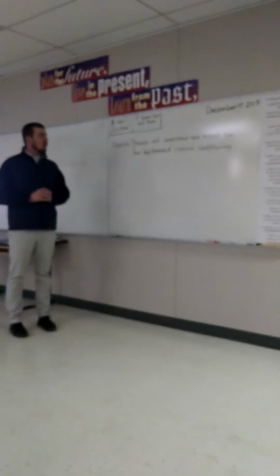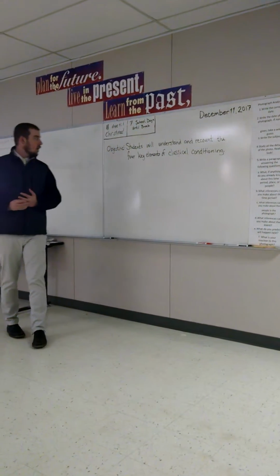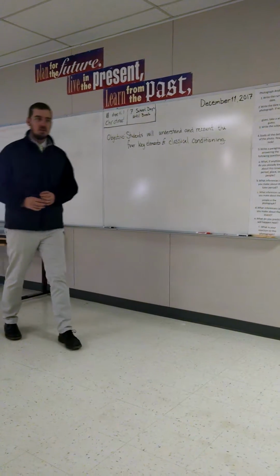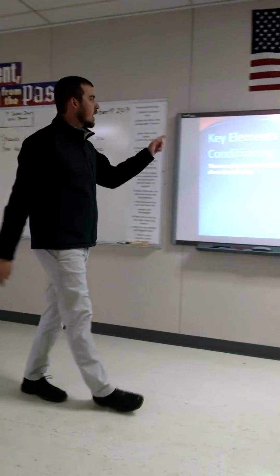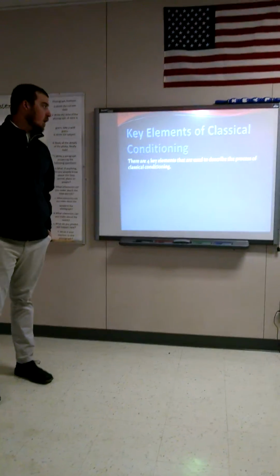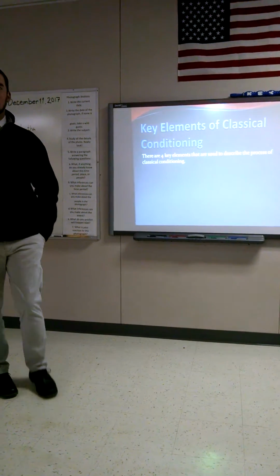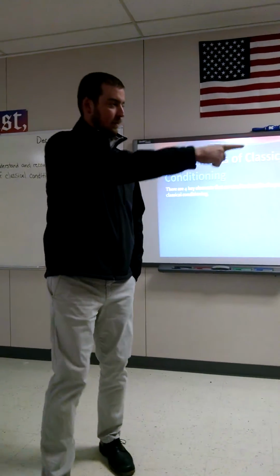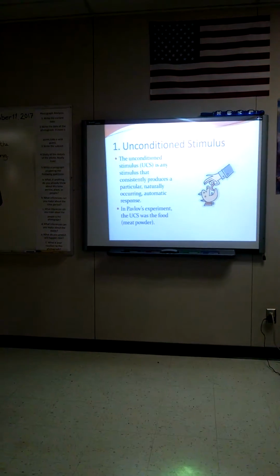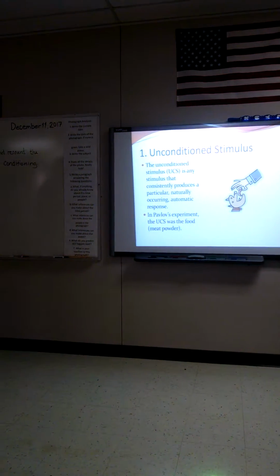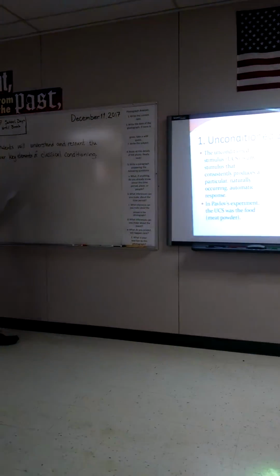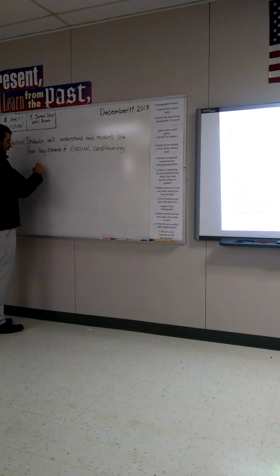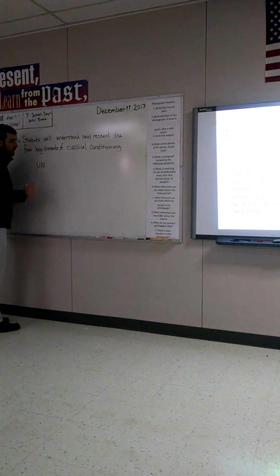The objective is students will understand and recount the 4 key elements of classical conditioning. So the key elements of classical conditioning, there are 4 that are used to describe the process. Number 1 is we have an unconditioned stimulus, which we will refer to as the UCS, when we look at this a little further.